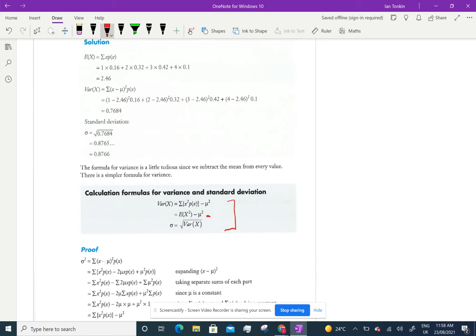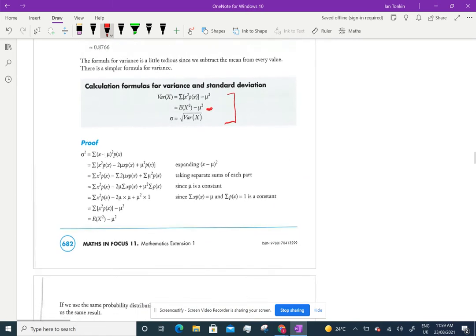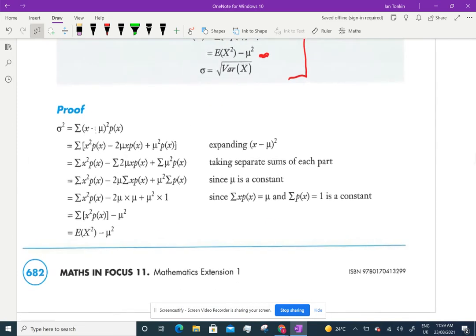Now, look at this bit here. You can just find the expected value of all the scores squared, right? And then minus this, the mean squared. How does that work? Well, have a look here at this proof. So we already knew this, the variance. We can expand this because we know the expansion of x minus mu all squared.